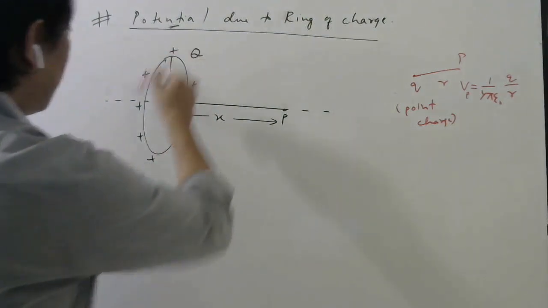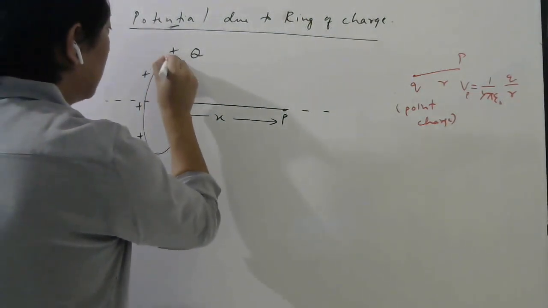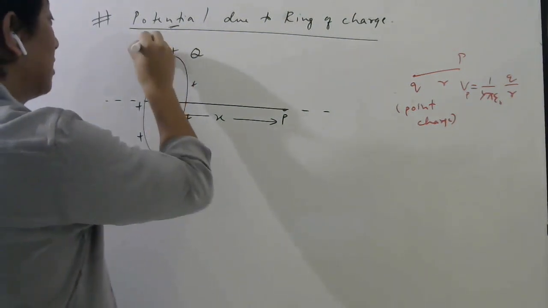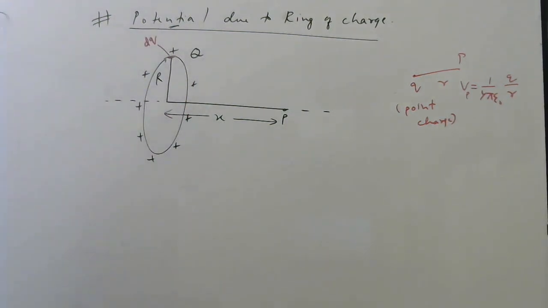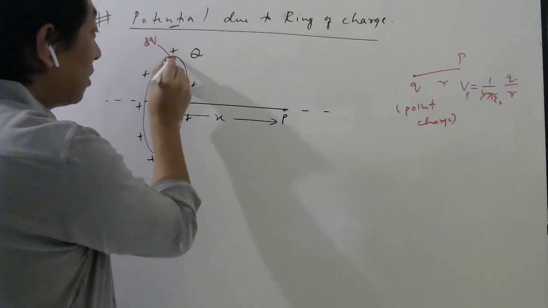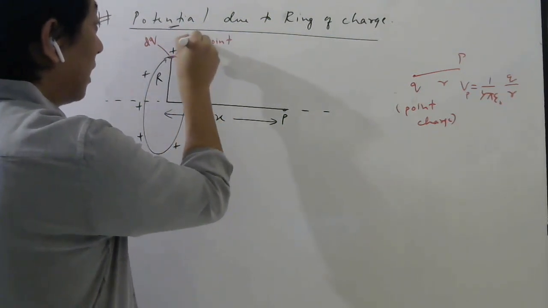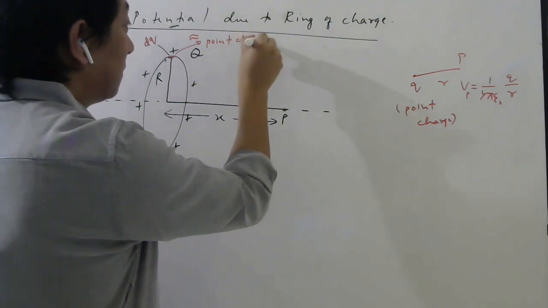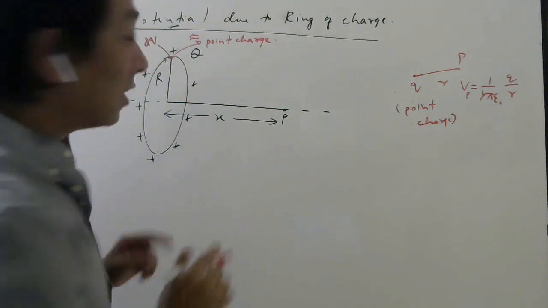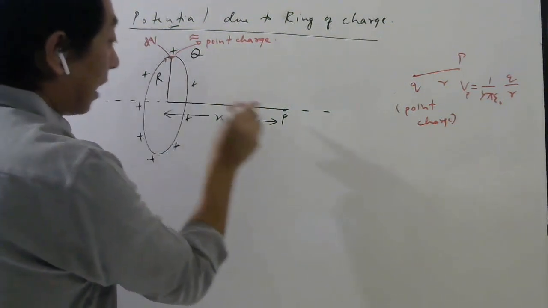Now look here, this is a ring. Let me take a small part here. That part will have a small charge, let me say dq. This is so small that approximately I can treat it like a point charge. So I am taking a very small part of the ring. Okay, students, so let us ask, what is the potential due to this dq at this point?